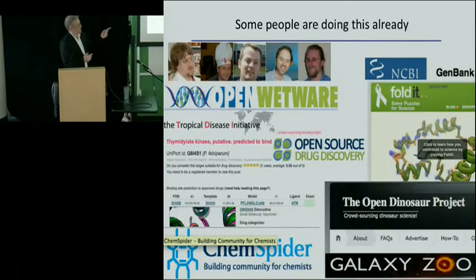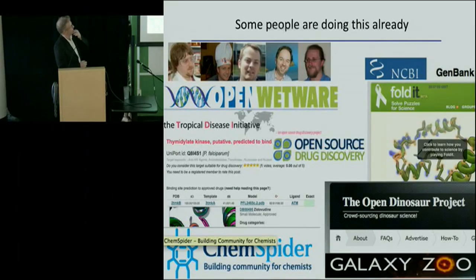The Open Dinosaur Project is something where the public are being involved in measuring bones of dinosaurs from the literature and collating data. Galaxy Zoo is something similar in astrophysics, where people are classifying galaxies. These are projects where public input is required and used very effectively.